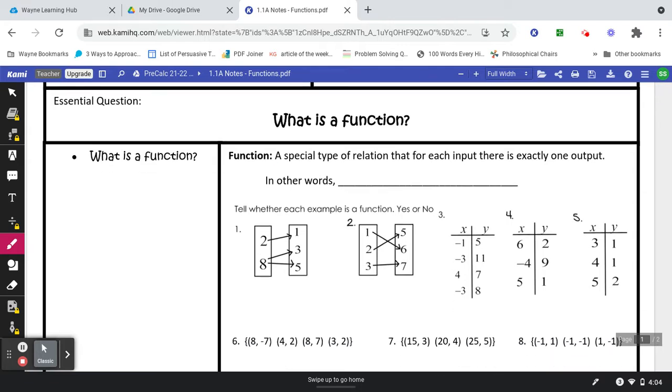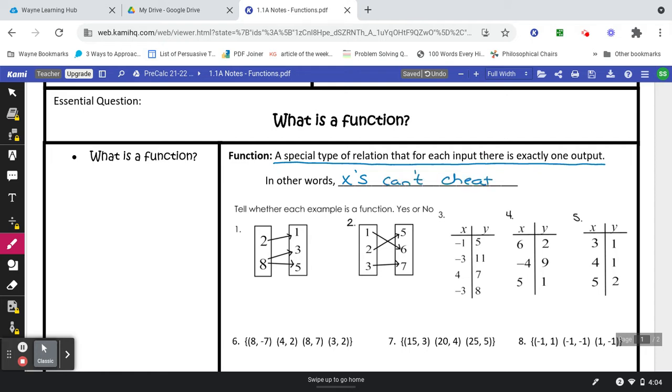Here's your definition. It's a special type of relation that for each input there is exactly one output. So what does that mean? A relation is just a pairing of numbers. And a function is where for each x input, there is only one y. An easy way to think about it, the x's can't cheat.